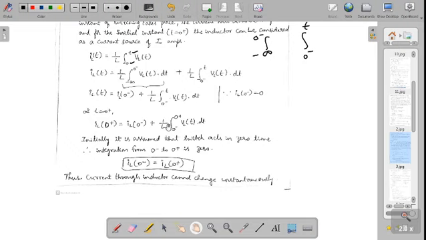Taking this into consideration, what happens here is at time t equals 0 plus. You have taken time t equals 0 plus, so it becomes what?